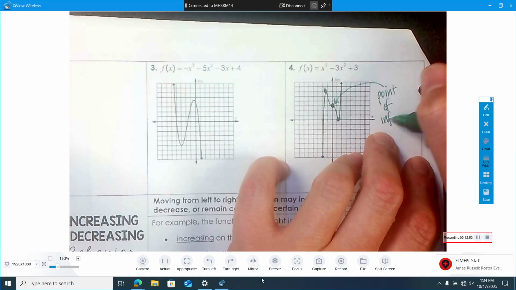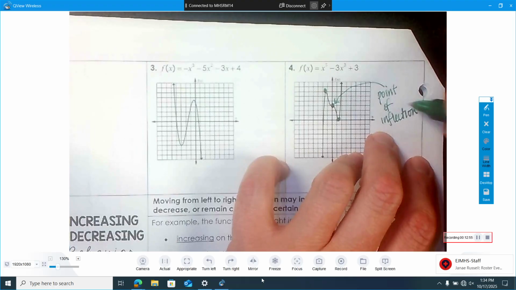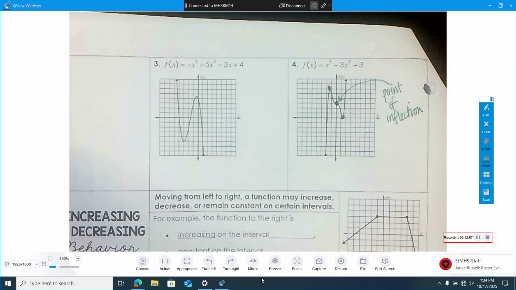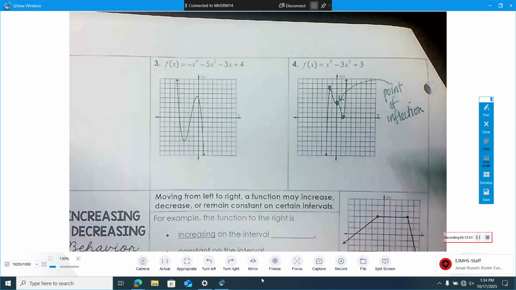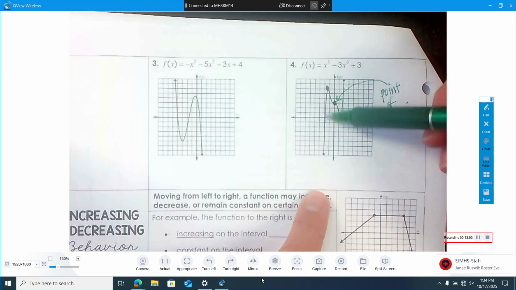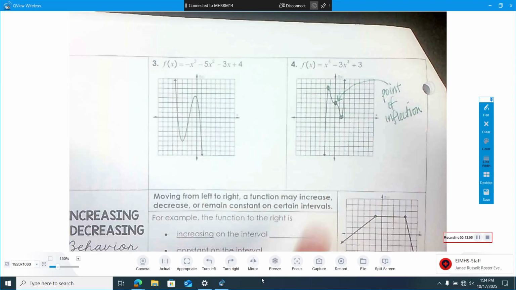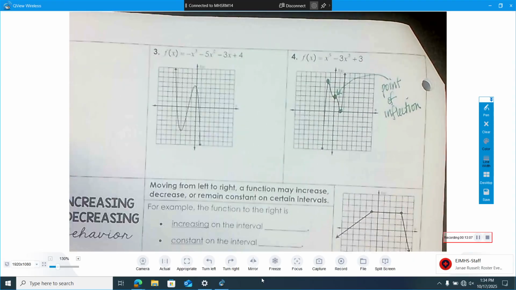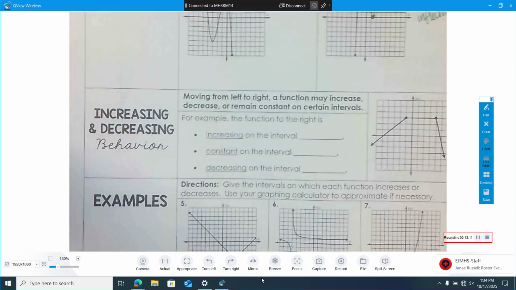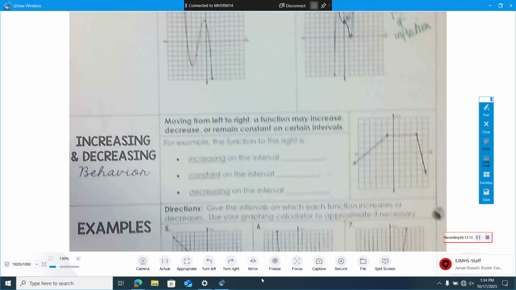But I'm just going to go with this for now because you have not had enough calculus yet. But you can see our graph is changing from concave down to concave up, sort of. Okay, that's good enough for now.